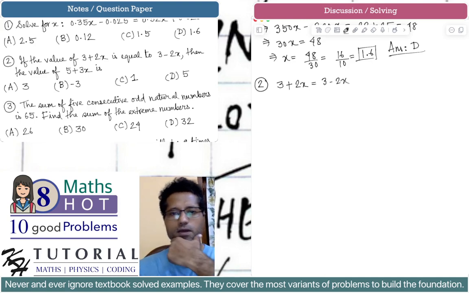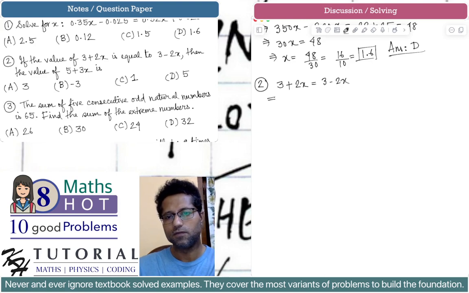Hence, we are given an equation in word form. That is, as a statement, it is saying that the value of 3 plus x is equal to 3 minus 2x, which is basically giving this equation that 3 plus x equals 3 minus 2x. We can easily solve this. This is a linear equation in x. We can solve for x.